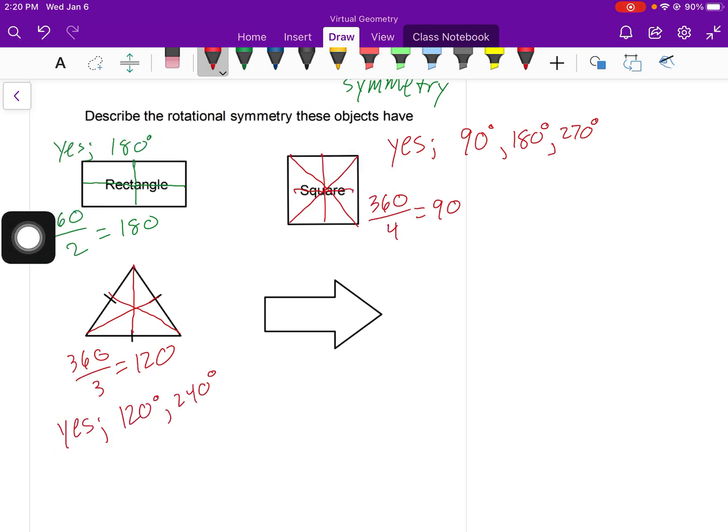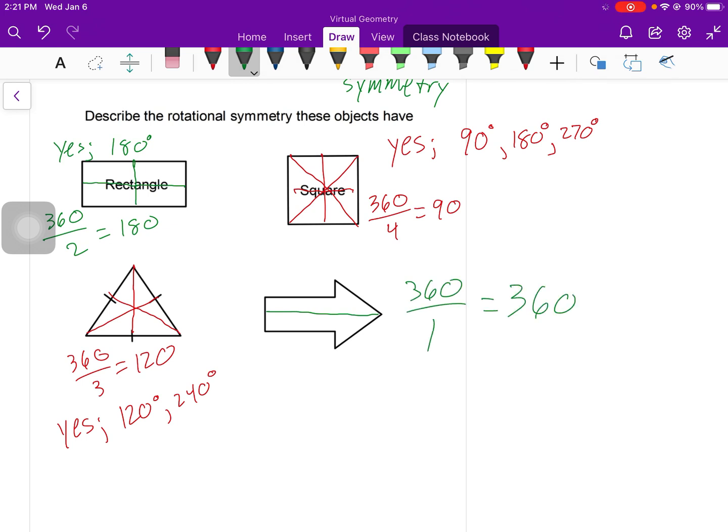Now these first 3 all had yes as an answer. I kind of just said yes right away and didn't really give much of an explanation, but for all of those, if you took it and rotated it by the degree amounts that we found, you would have the exact same shape. In the last example, that arrow, we have 1 line of symmetry. If you take 360 divided by 1, that equals 360. I said we're never going to write 360 for rotational symmetry, so it has no rotational symmetry.